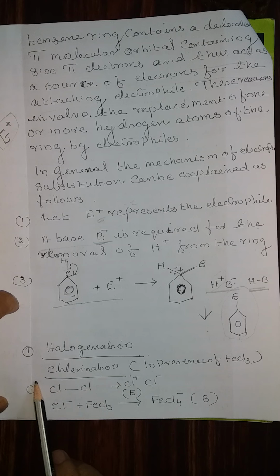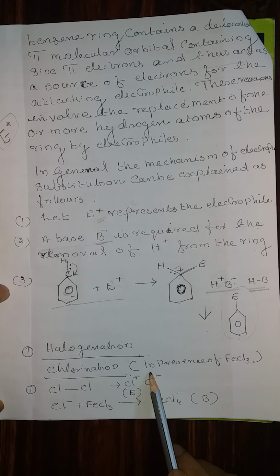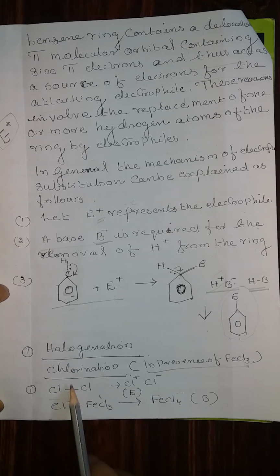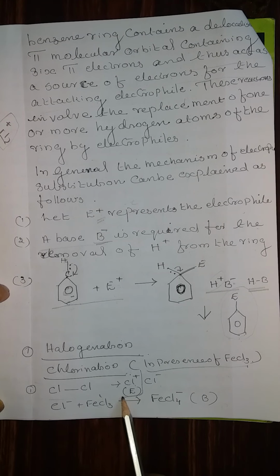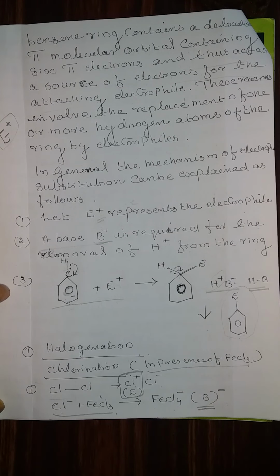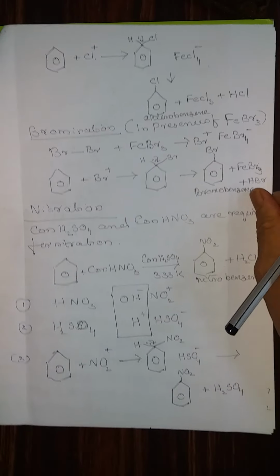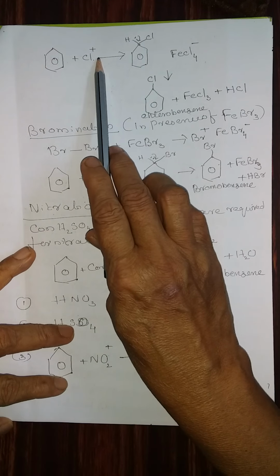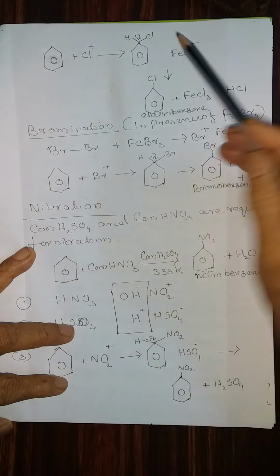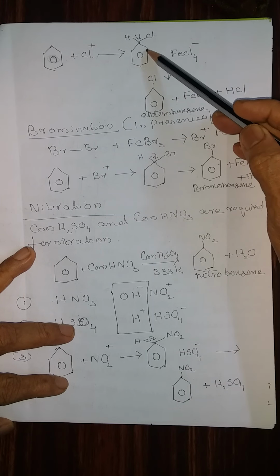Halogenation. That means let us take chlorination. In presence of ferric chloride, chlorine molecule splits by heterolytic fission into Cl plus and Cl minus. This Cl plus is known as the electrophile. And Cl minus joins with the halogen carrier FeCl3 and forms FeCl4 minus, which acts as a base B minus. In presence of the benzene ring, this electrophile is attracted because of the electron cloud and Cl gets attached to the benzene ring.